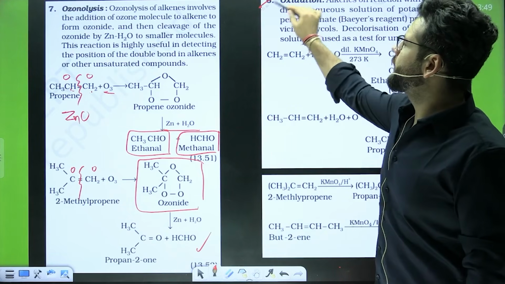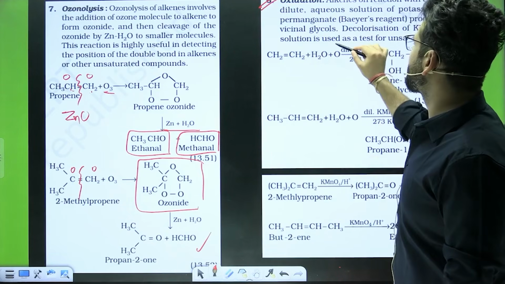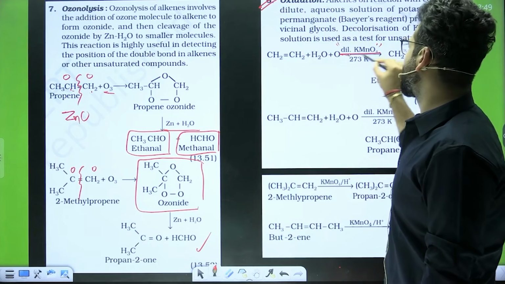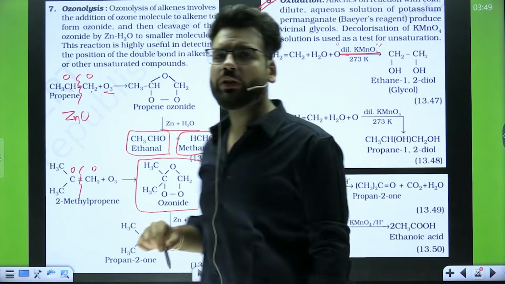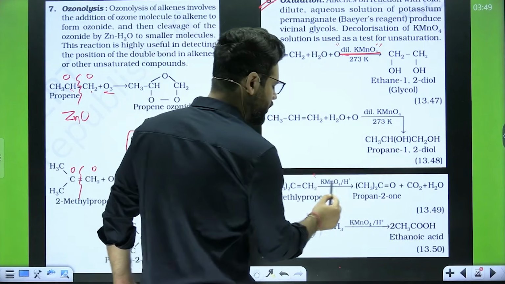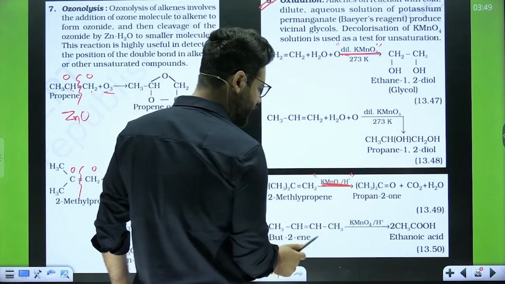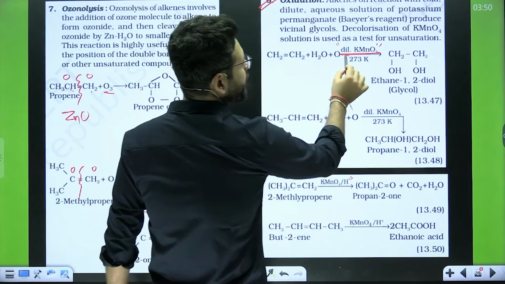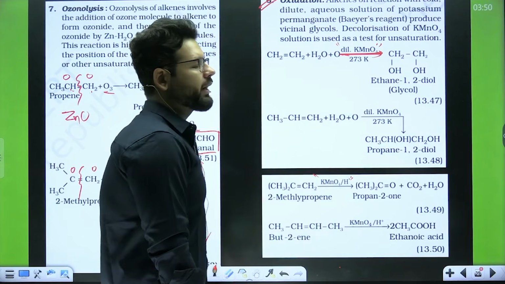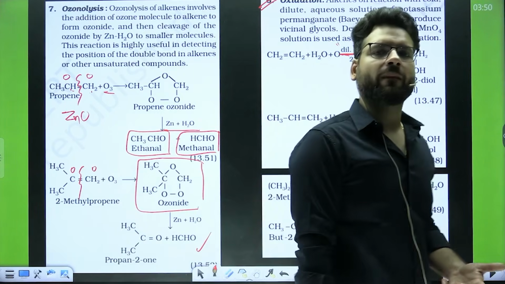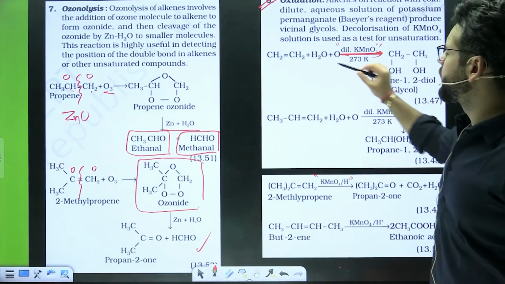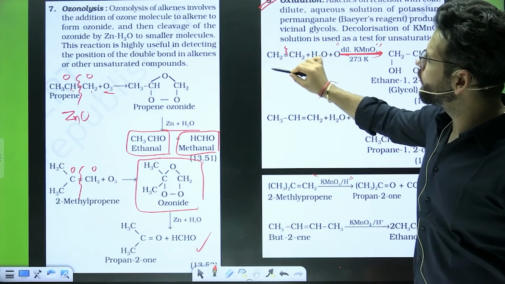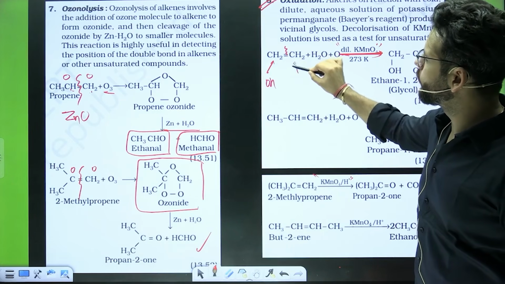What are the other ways of oxidation? Other ways of oxidation is with dilute KMnO4, Bayer's reagent, or with concentrated acidified KMnO4, which is not called Bayer's reagent. It's a very strong oxidizing agent. So when you take KMnO4 in dilute, alkaline and cold form, you get vicinal diols. Break one of the double bonds, put one OH here, one OH here.